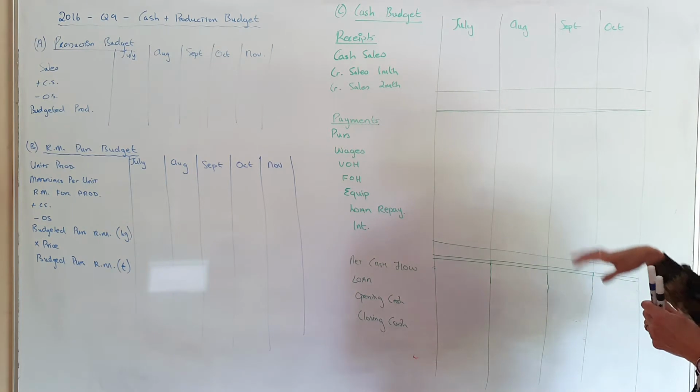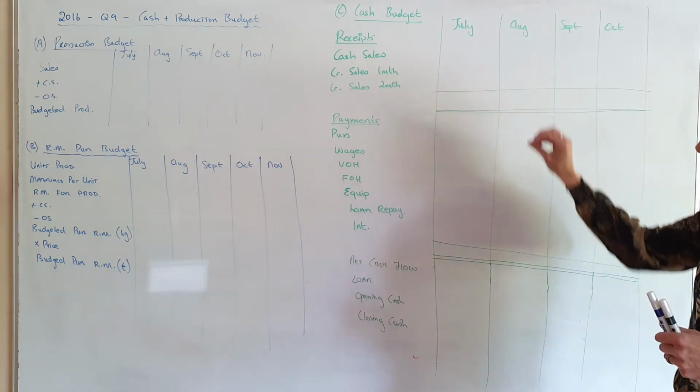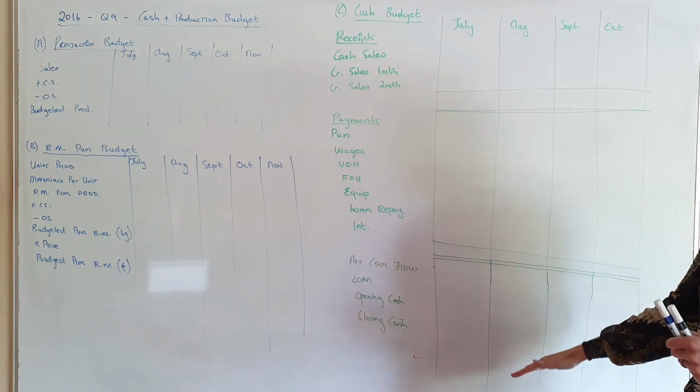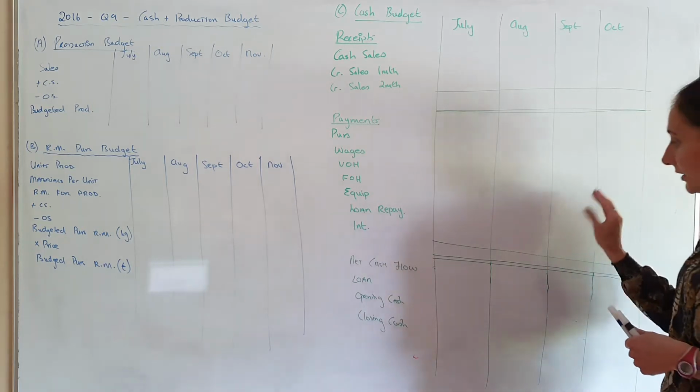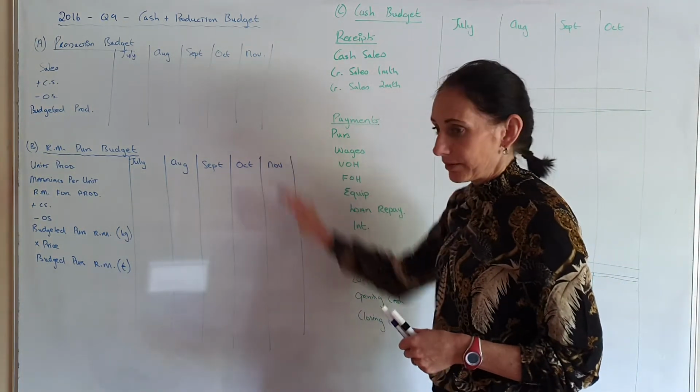Then we go back to the cash budget, which you already have completed. In the cash budget, we're going to look at our receipts, we're going to look at our payments, and we're going to look at our net cash flow. We cannot do this till we have A and B done.